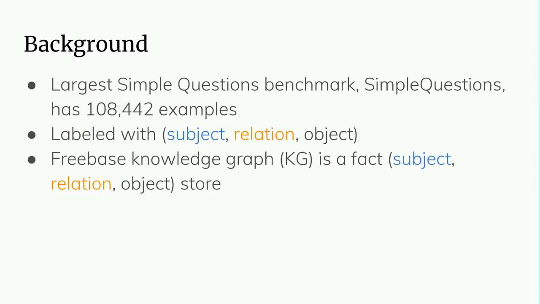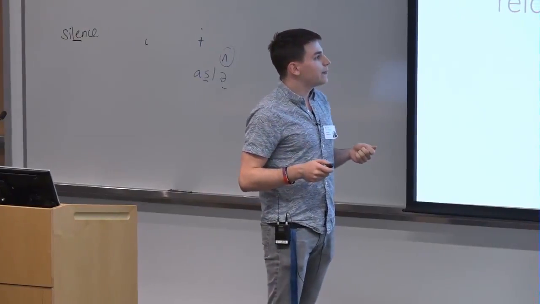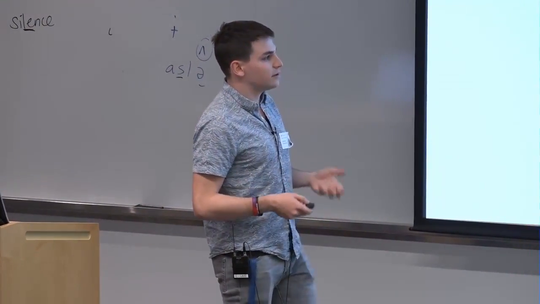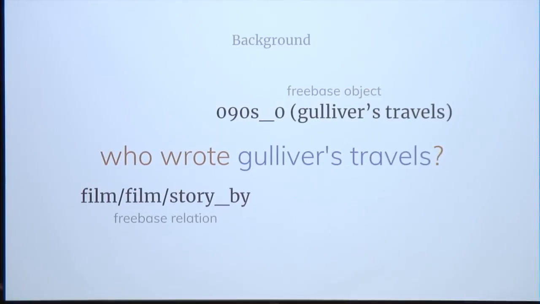Okay, so a little bit more background. The SimpleQuestions benchmark is the largest simple questions dataset, with 108,000 examples. Each example has a question that is labeled with a subject, relation, and object. And it has a backend Freebase knowledge graph, which is just a store of facts. For example, here's the relation, and this is the Freebase relation for "who wrote" in this context. And for Gulliver's Travels, the Freebase object has an MID and an alias, Gulliver's Travels.